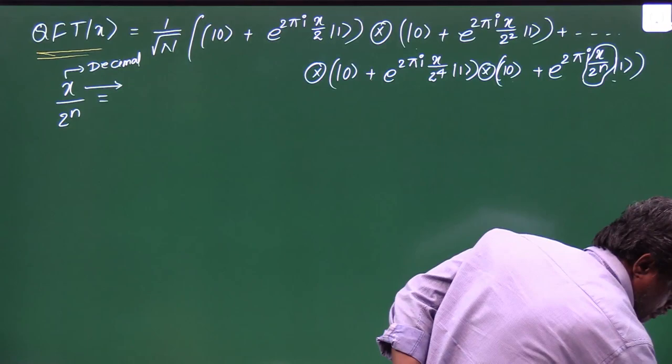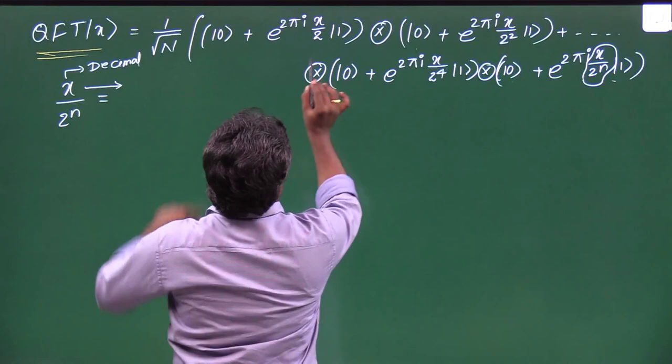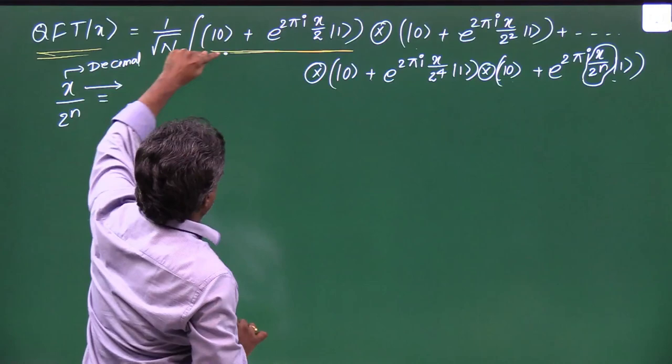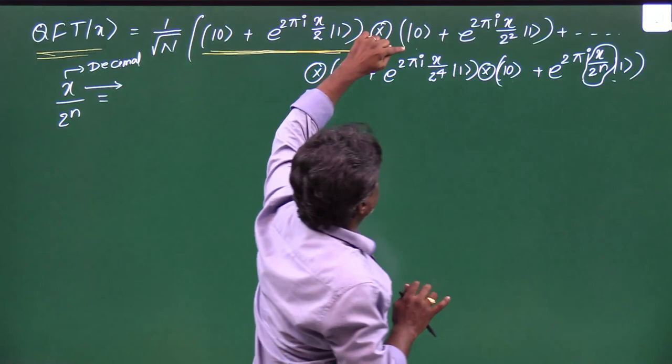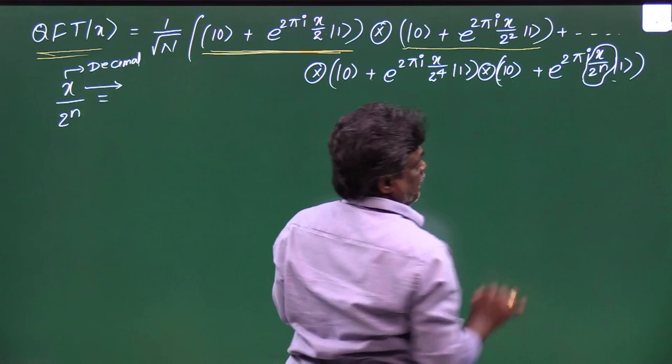Right. Now, sir, in this expression, one more thing you have to observe. Please observe this. This is our first qubit, related to the first one. And this is related to the second one. Now carefully observe. First one, 2 power 1. Second one, 2 power 2. Fourth one, 2 power 4. Nth one, 2 power n. So why am I saying that?